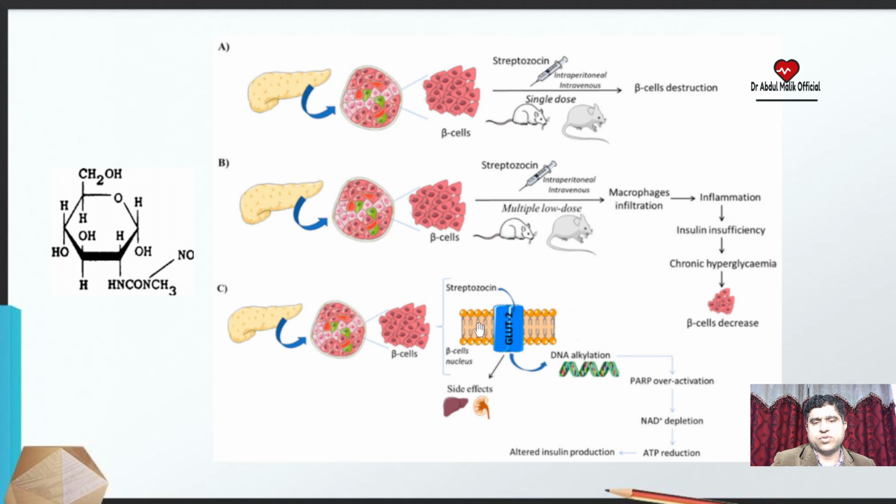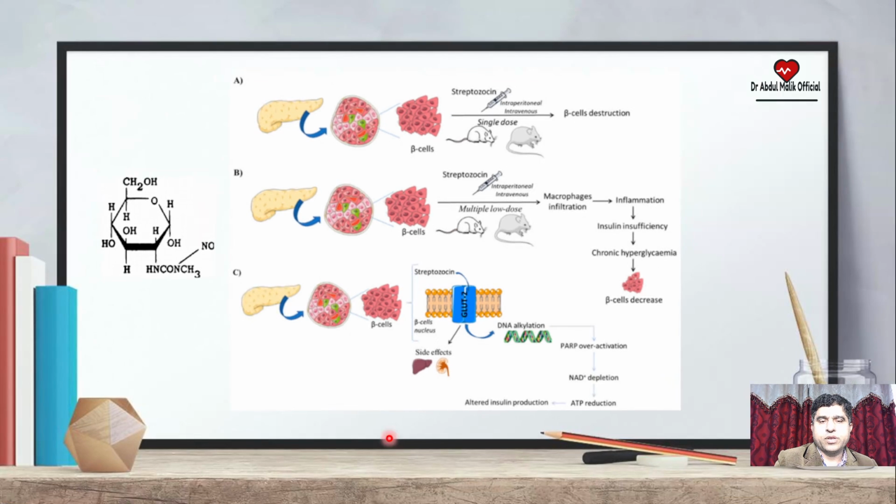And the other method, you can see another mechanism that is showing about streptozotocin goes toward the glucose transporter 2 and enter and do DNA alkylation or side effects, and further it decreases the ATP production and alter insulin production in the beta cells. So these are the methods that are commonly used for rodents.